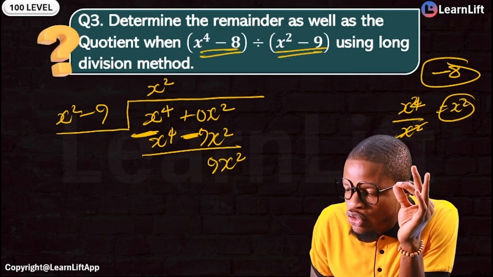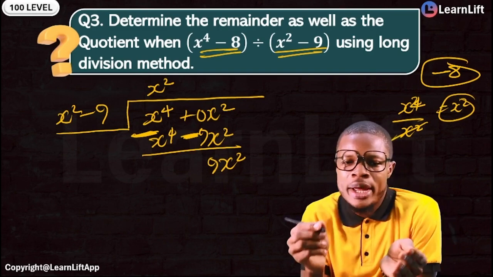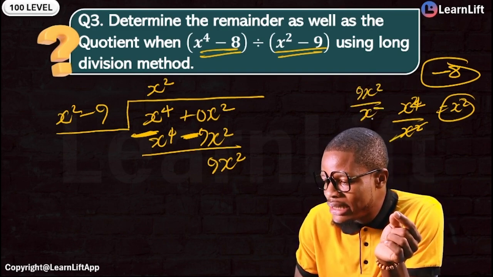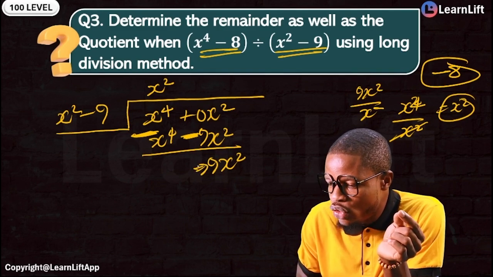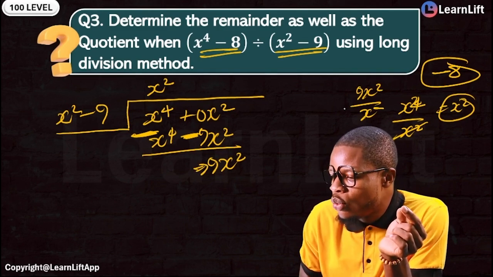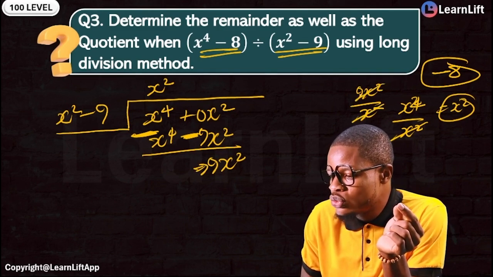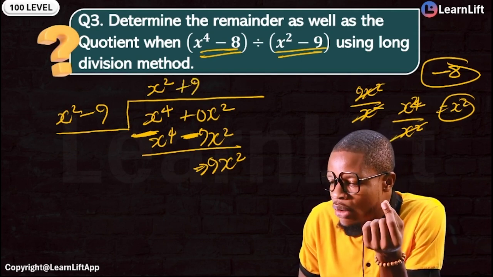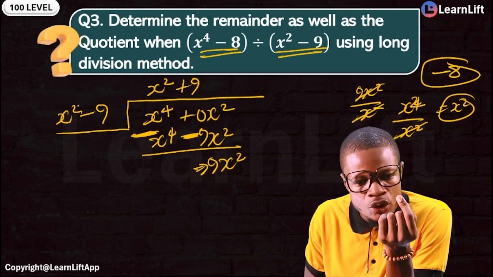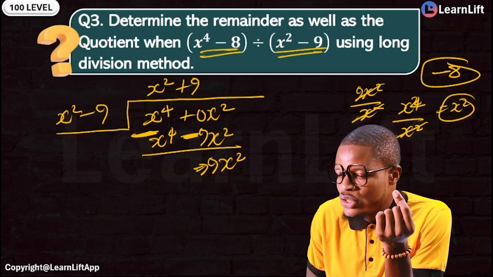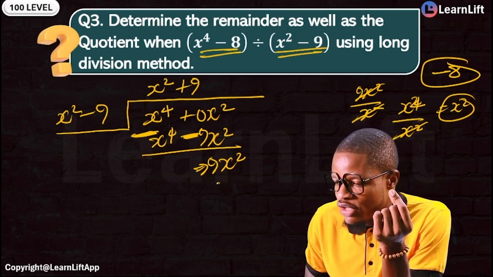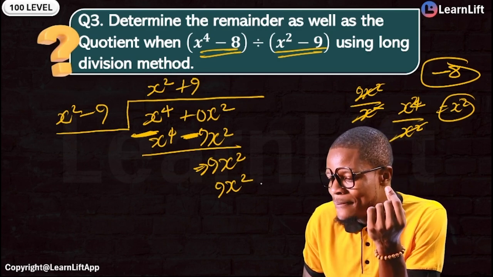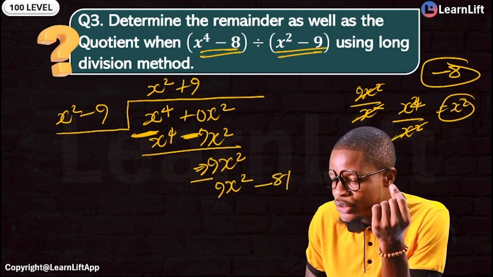9x squared, use it to divide by x squared. So what is it now? 9x squared all over x squared. What's going to happen? x squared will cancel x squared. What will be left there? Plus 9. So here will be plus 9. Now, use 9 to multiply the whole of these two. 9 times x squared is 9x squared. 9 times minus 9, that's minus what? 81. So I will subtract.